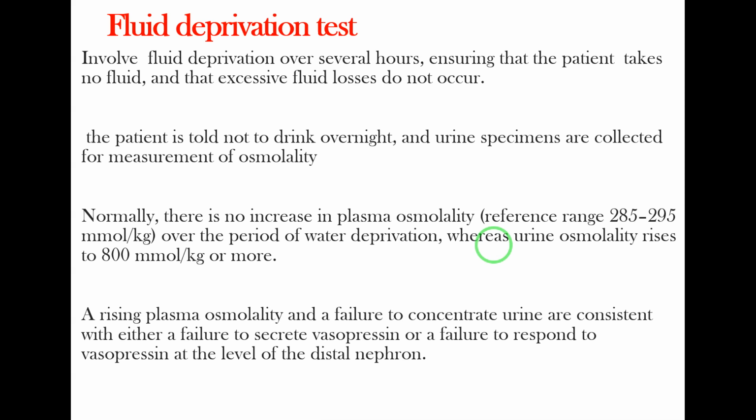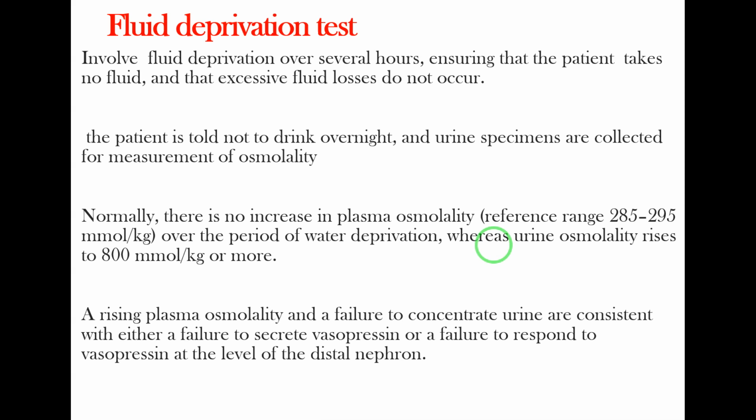The abnormal response occurs if there is an increase in the plasma osmolality and a fixed urine osmolality, an inability of the urine to be concentrated. If the urine osmolality doesn't increase, it means there is failure to concentrate urine, and the cause may be either in the tubule itself or in the antidiuretic hormone.